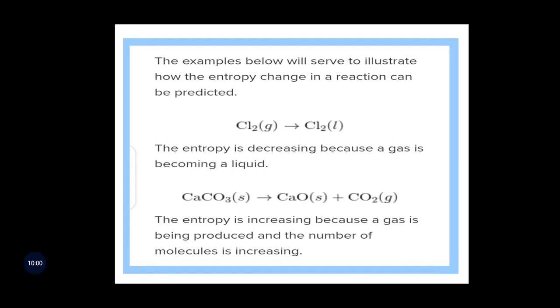If we look at it, the decomposition will give us the calcium oxide in solid state and the carbon dioxide in gaseous state. Because part of the solid is being converted to gas, you can see that there is also an increase in entropy. So the first equation here, gas to liquid, there will be a decrease in entropy, but in this case where we have a solid breaking to give us a solid and another gas, that shows an increase in entropy.